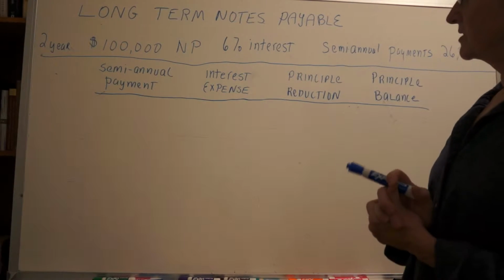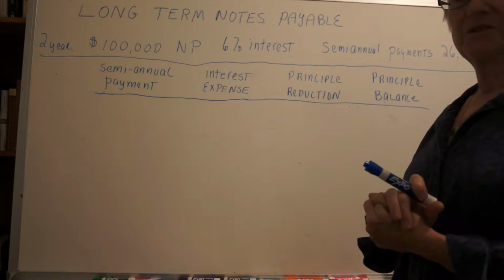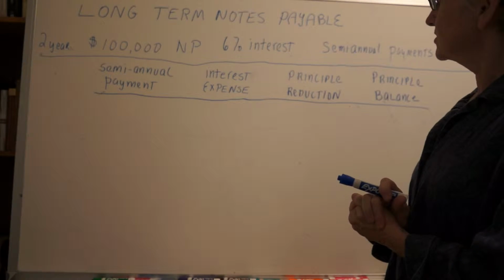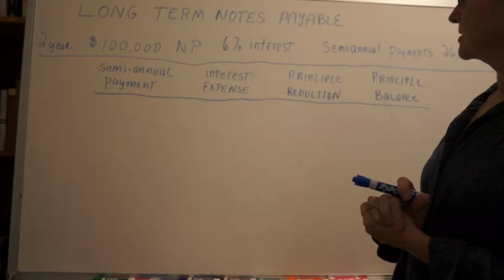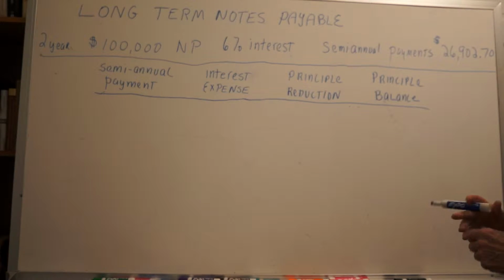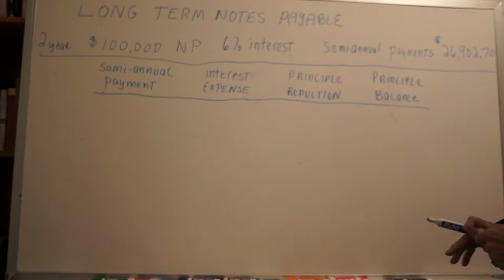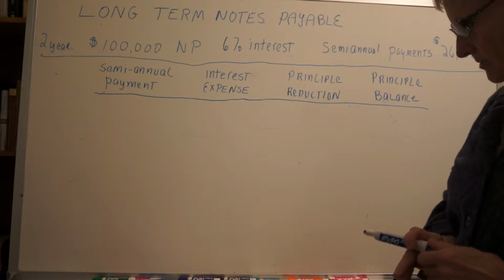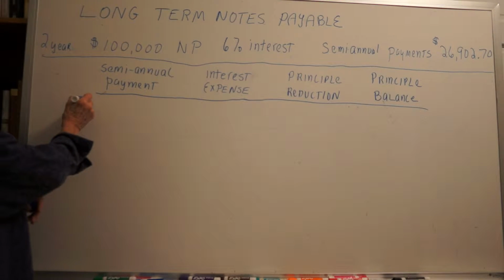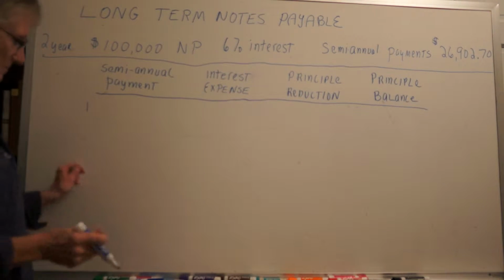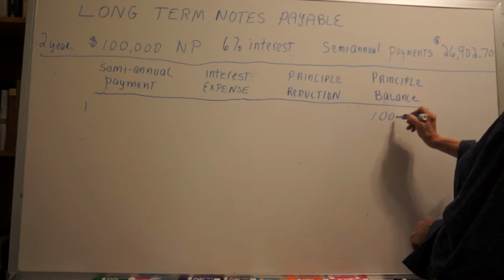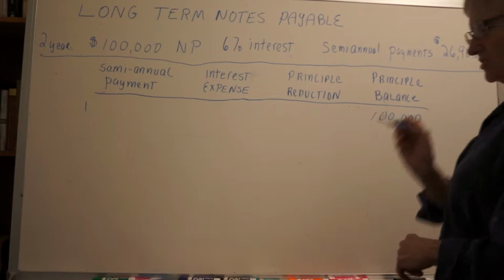So I'm going to go to my favorite 2-year $100,000 note payable. This will be similar to the bonds we've been doing. It has 6% interest, and we have to make semi-annual payments of $26,902.70. So the first step in doing any of the long-term notes payable is to really set up the schedule. And where this is a 2-year note, we can do the whole thing right out. We'll start off with the principal balance of $100,000. Okay, so that's our starting point.